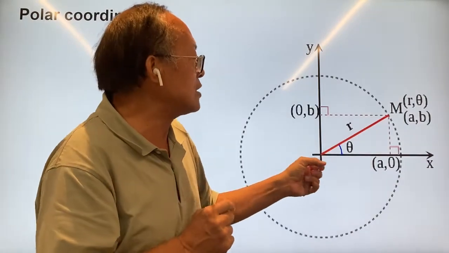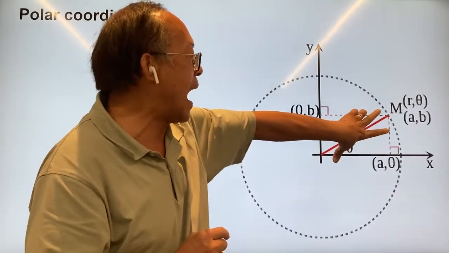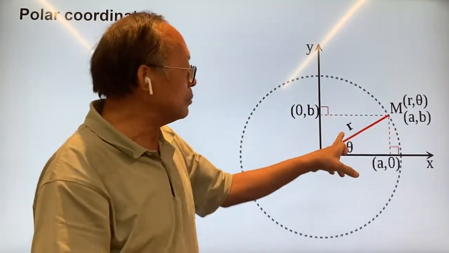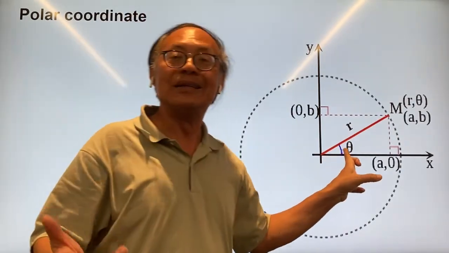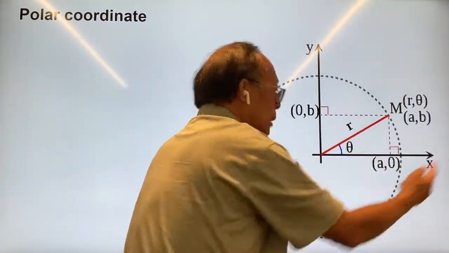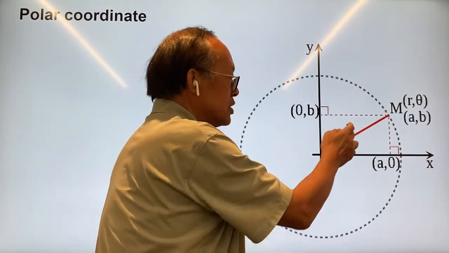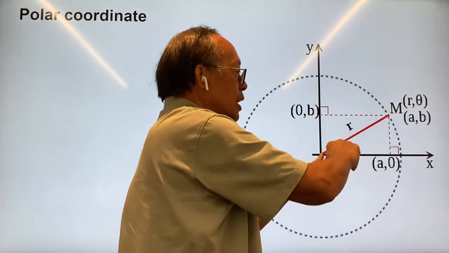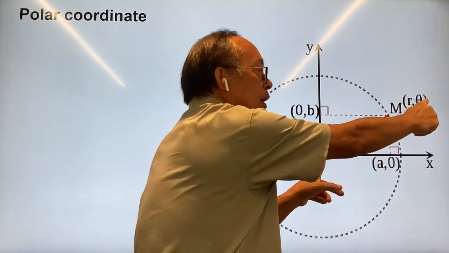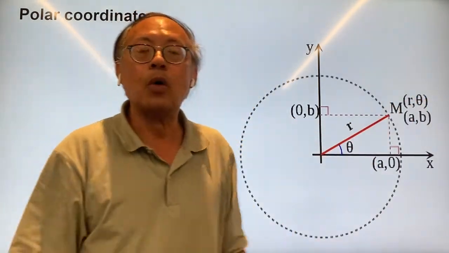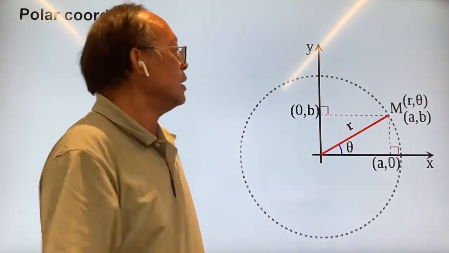Polar coordinate says that you are at a distance of r, or radius, from the center at an angle of theta from a somewhat arbitrarily chosen axis. So this is represented in terms of a radius r and an angle theta. That's called a polar coordinate representation.